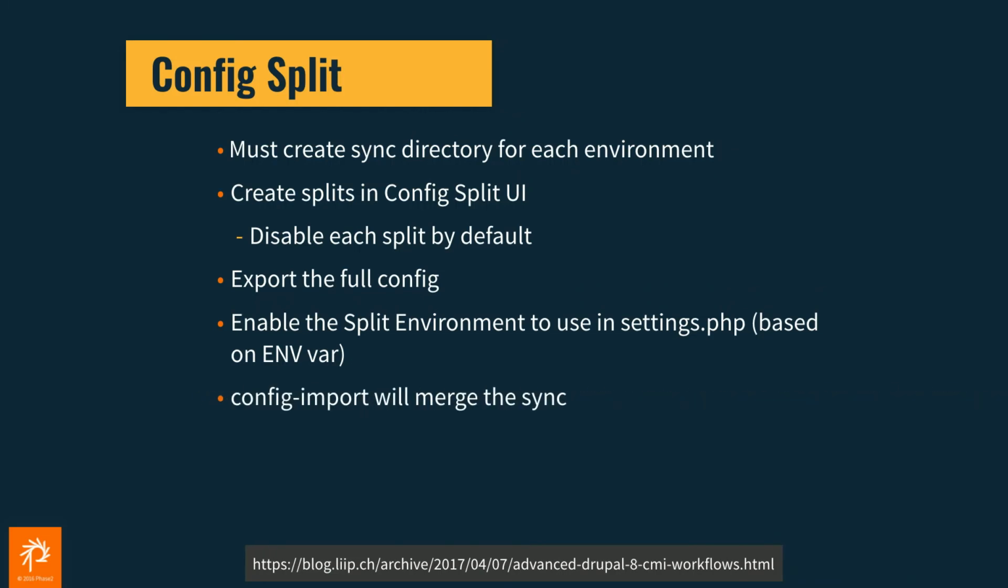Now when you do the config import, it's going to import your normal config default directory, but then it's also going to import whichever split environment you've turned on. So if you're on dev, it's going to take config default with your dev. If you're on prod, it's going to take config default with your prod. Okay? Config export is normally going to only update your default. If you need to update the prod or the dev, there's this new Drush command called config split export that you use to update the actual split.